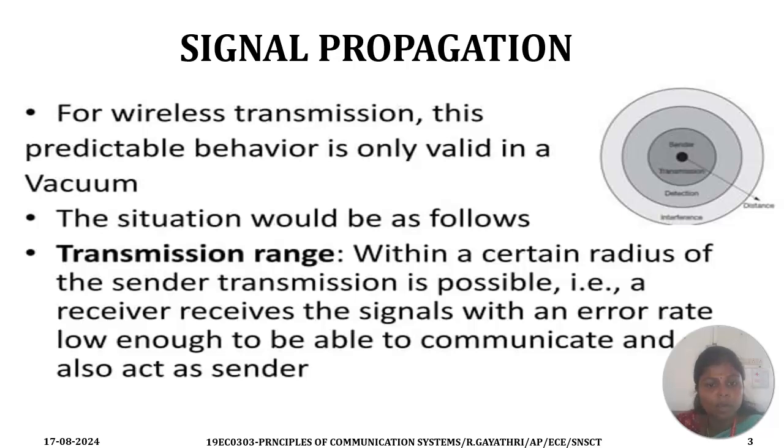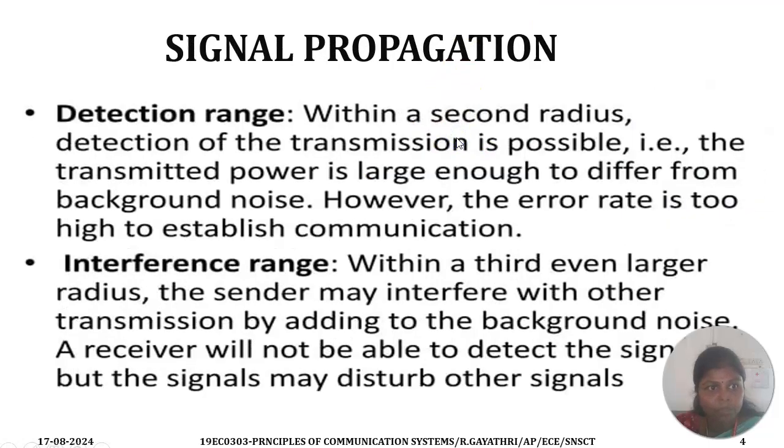The situation would be considered in the following ranges. The first one is the transmission range, and the second is the reflection and interference range. Transmission range: within a certain radius of the sender, transmission is possible. That is, the receiver receives the signal with an error rate low enough to communicate, and can also act as a sender. Then the second one is the reduction range. Within the second radius, reception of the transmission is possible. That is, the transmitted power is large enough to differ from the background noise. However, the error rate is too high to establish communication. Then the interference range. Within the third, even larger radius, the sender may interfere with other transmissions by adding to the background noise. The receiver will not be able to detect the signals, but the signal may disturb other signals.